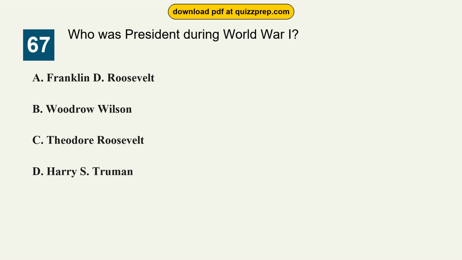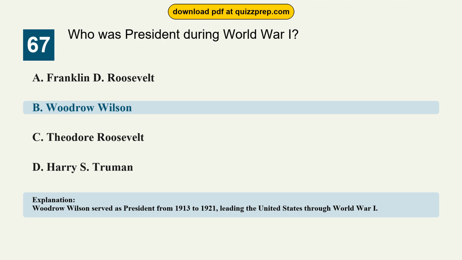Question 67. Who was president during World War I? Option A, Franklin D. Roosevelt. Option B, Woodrow Wilson. Option C, Theodore Roosevelt. Option D, Harry S. Truman. The correct answer is option B, Woodrow Wilson. Woodrow Wilson served as president from 1913 to 1921, leading the United States through World War I.